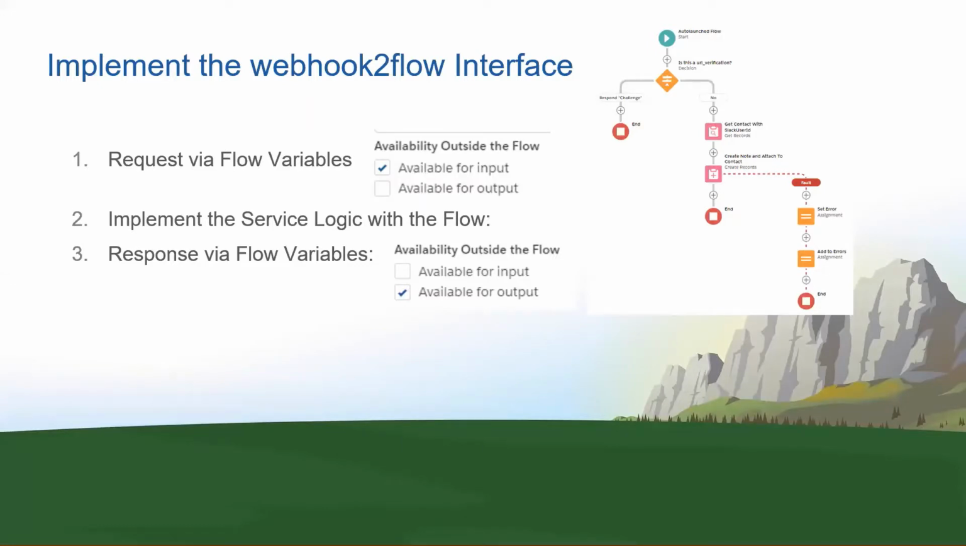So we're going to talk about how to implement a Webhook2Flow interface from an external webhook. It basically has three components from the Salesforce side. The first is we use the parameters coming from the webhook as a request in flow variables. These are resources which we define internal to the flow. And to make a request in a flow, you simply click on make it available for input.